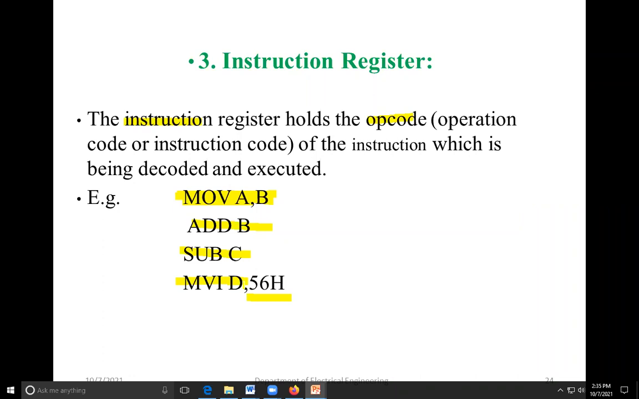Before execution you must decode the instruction, which means the whole program is transferred into binary code, and after that it will be executed. So you must remember the meaning of decode and execution. Decode means you have to convert the instructions into binary code, and execution means the instructions given by you produce the proper result of your program. Okay, so these are the instruction registers.